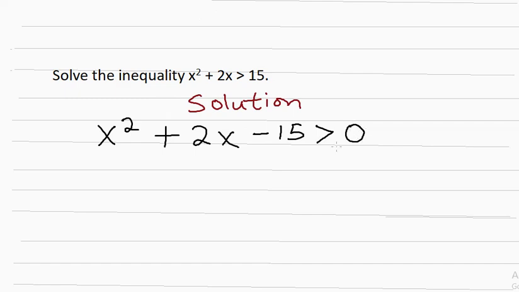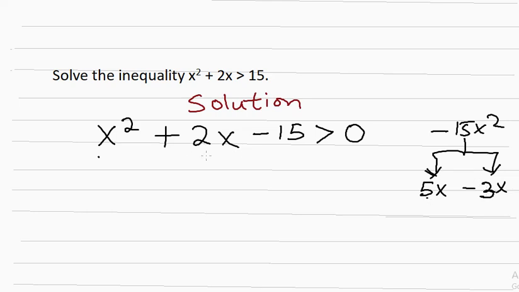Let's factorize the left hand side. I multiply the first term, x squared, by minus 15. That's going to be minus 15x squared. I write that in a rough, then I split it into 2 factors. The 2 factors of 15 are 5 and 3, and I want the 5 and 3 to give me 2x. So 5x minus 3x will give me 2x. The 2 factors that will replace the middle term are 5x and minus 3x.